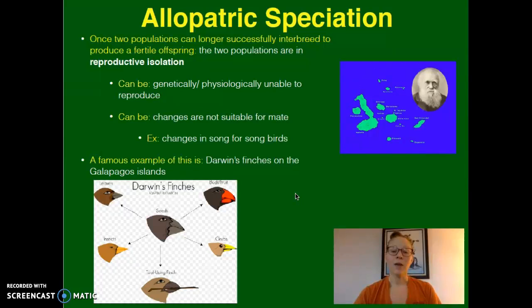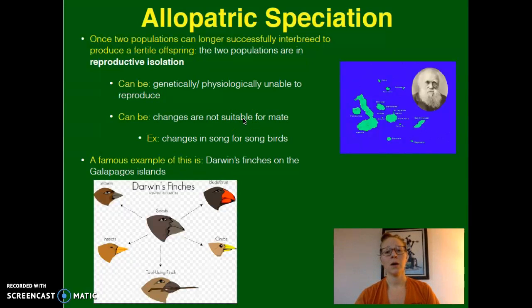And after a while, after physical separation, the species, since they can no longer interbreed, are going to reach reproductive isolation. This means that they can no longer reproduce. This can be because of physical reasons. Maybe they physically can no longer reproduce. Maybe it could be genetic, but it would be physiological. But there's also non-physiological. So sometimes the changes are not something that you can see.